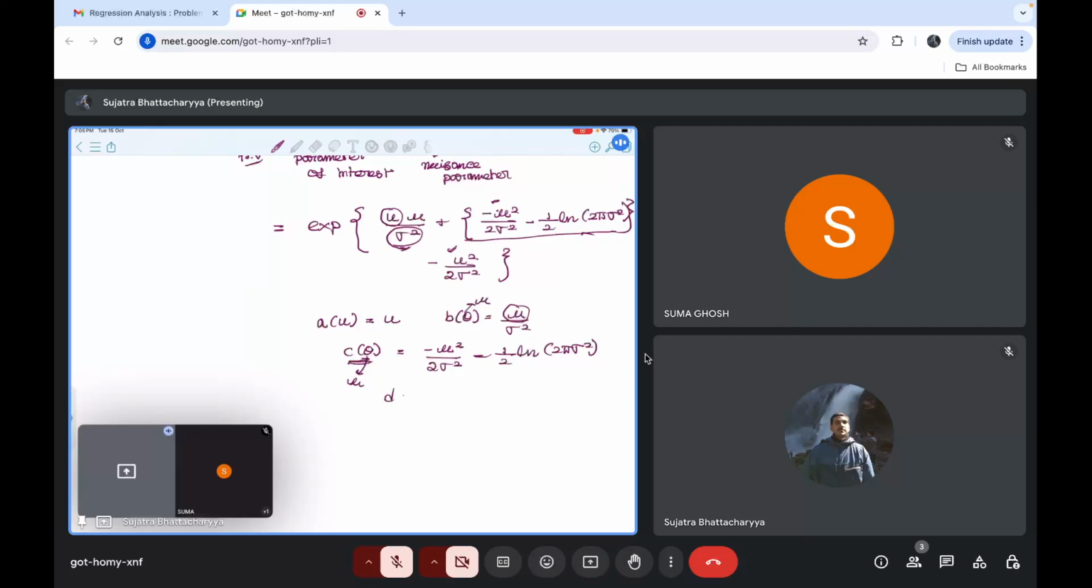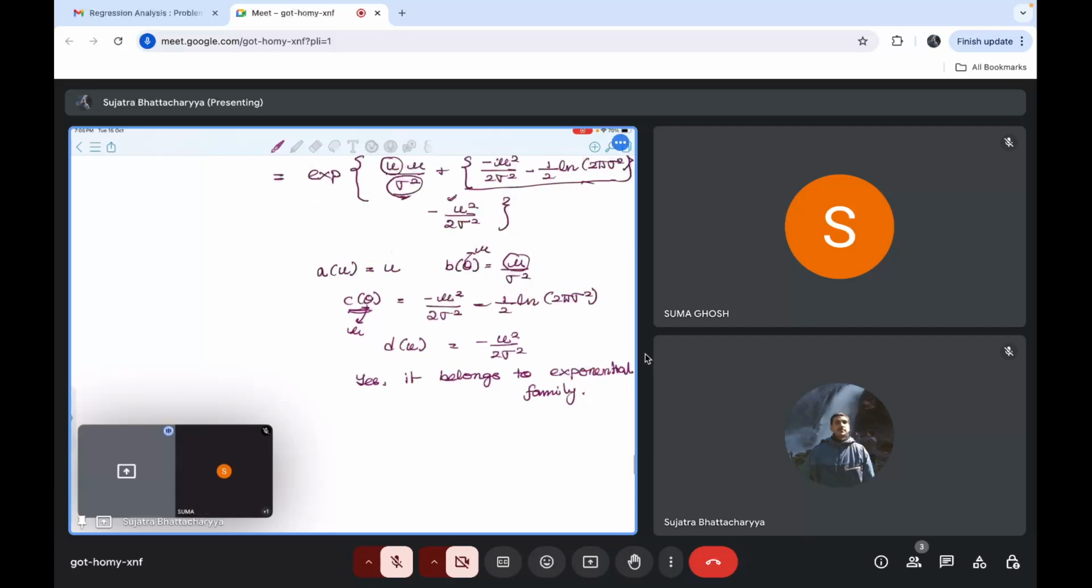And finally, D of u, which has to be the function of u only, which is nothing but minus u square upon 2 sigma square. So we can clearly say that yes, it belongs to the exponential family. And also, since A of u is equal to u, this is of the canonical form, and this is the natural parameter mu by sigma square.